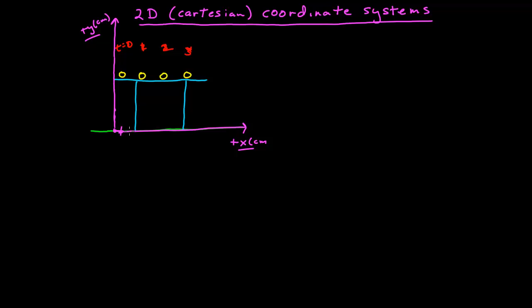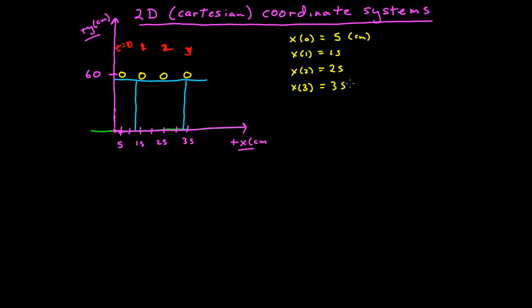Like before, along the x direction, we had 5, 15, 25, and 35 centimeters for each of the seconds. And let's say that, given this coordinate system, we measure this location to be 60 centimeters. So now, when we go to a tabular representation of what's going on, x at t equal to 0 is 5 centimeters, as we saw before. At 1 second it is 15, at 2 seconds it is 25, and at 3 seconds it is 35.